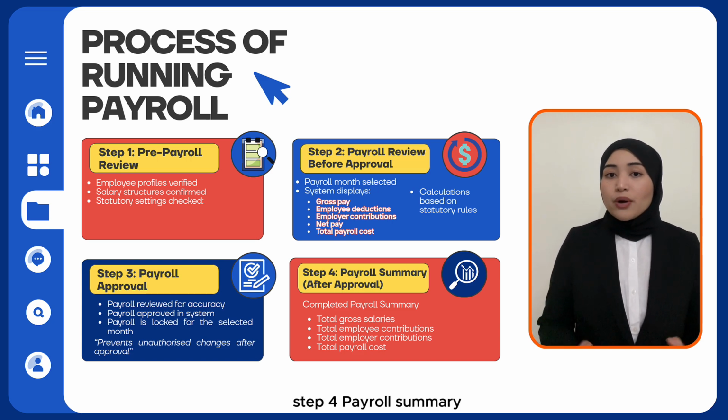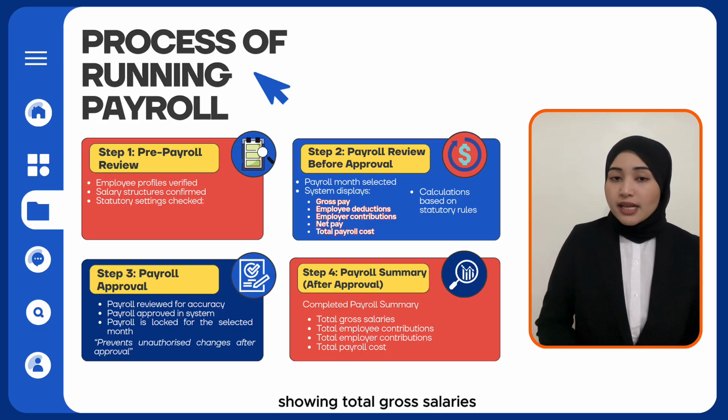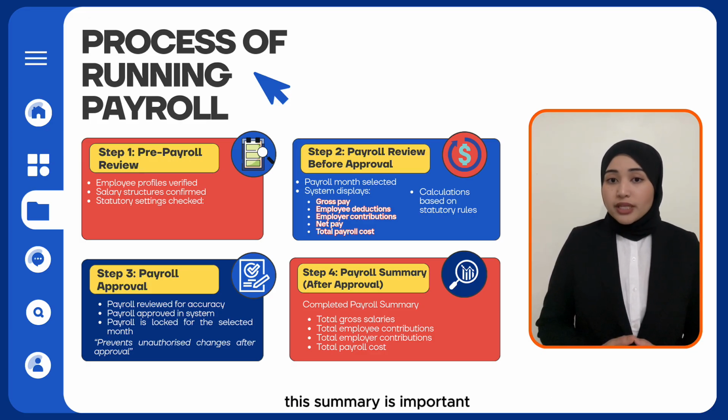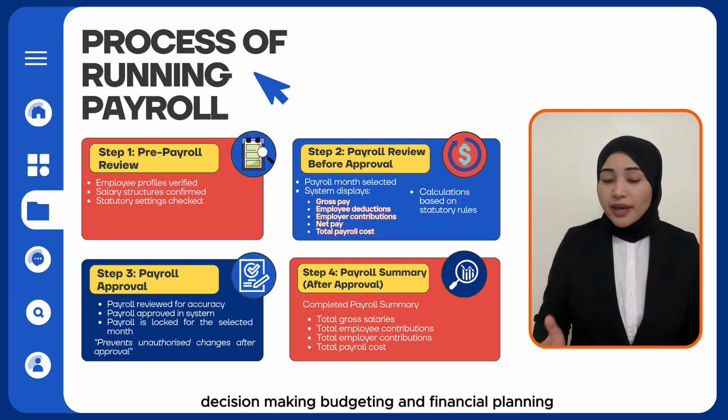Step 4. Payroll summary. After approval, Payroll Panda generates a payroll summary showing total gross salaries, total employee contributions, and total payroll costs. This summary is important because it supports management decision-making, budgeting, and financial planning.